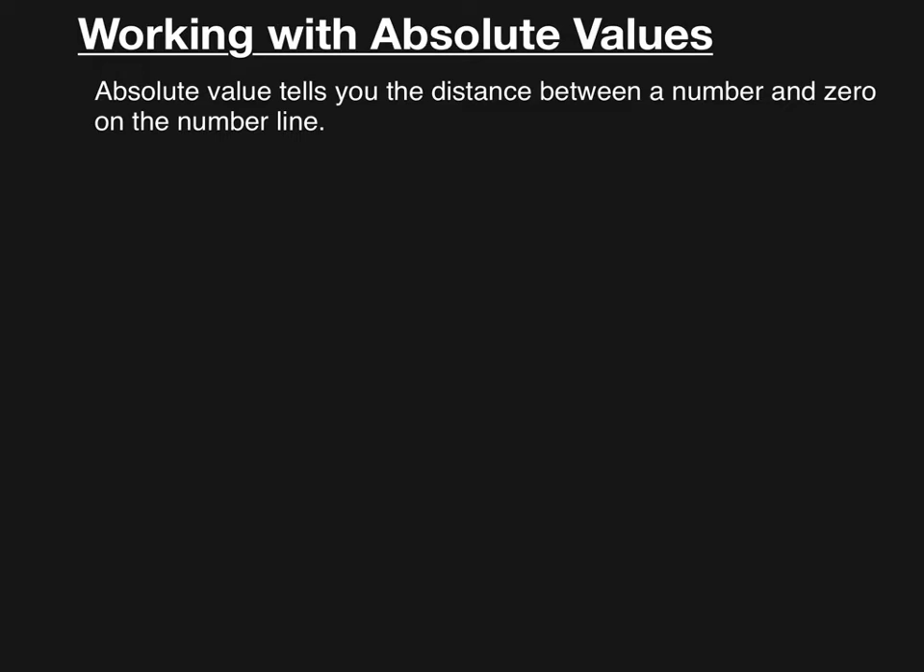Now, some of you have probably heard about absolute value before. Absolute value basically just tells us the distance between a number and 0 on the number line. So if we have a number line and we have positive 7 over here, and we have negative 7 over here, and I want to know what's the absolute value of 7 and negative 7. We show absolute value like this. We use two little bars, and we put the number inside.